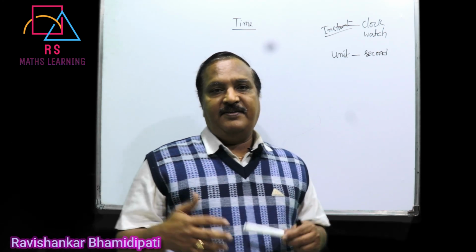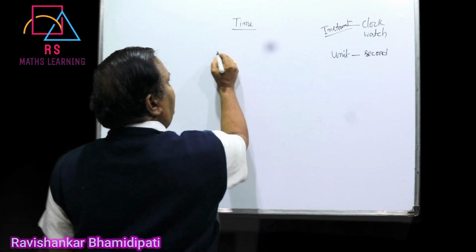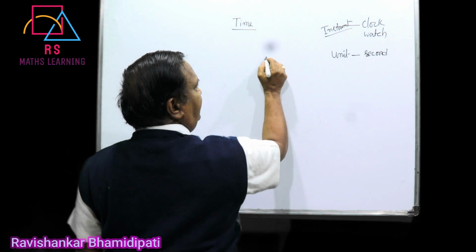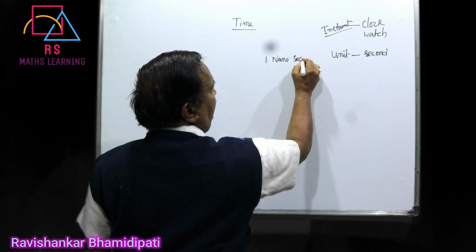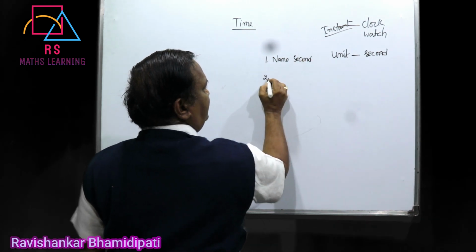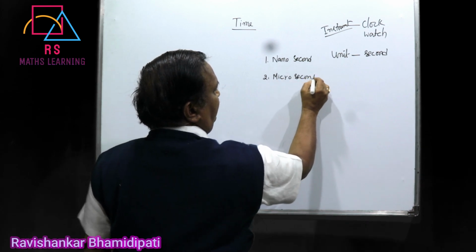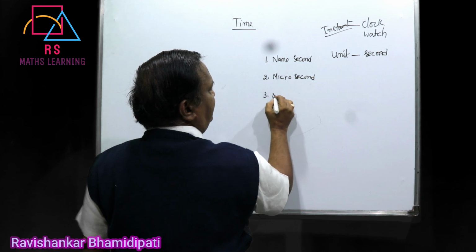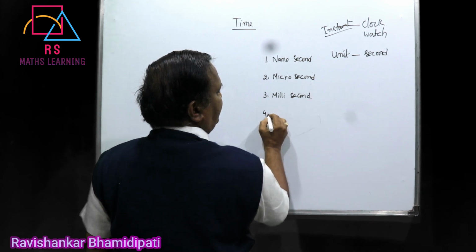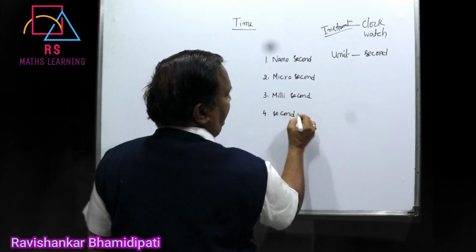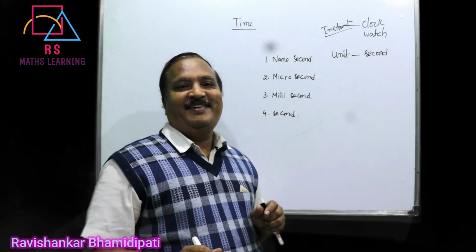Let us understand the different units of time, how we measure the time. So the smallest unit is nanosecond. Okay, and the next smallest is microsecond, and the next smallest is millisecond, and the next one is second. So that means second is already, this is second.